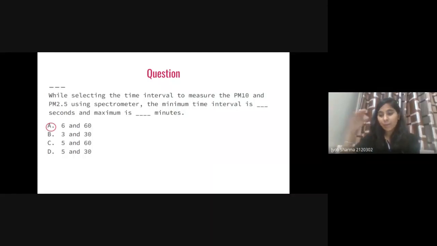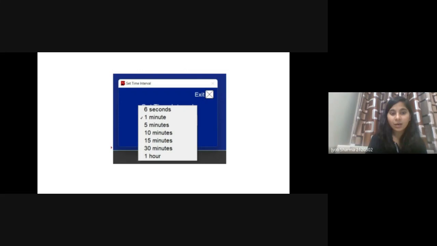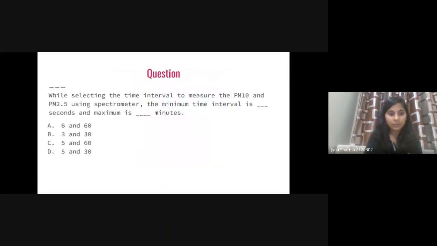So we have some options for how much time interval we can have. You may have data every 5 seconds or every 5 minutes, and based on that you can select the time interval. It ranges from 6 seconds, then 1 minute, 5 minutes, 10 minutes, 15, 30, and 1 hour. So up to 1 hour we can select our time interval. I think that was all for this.